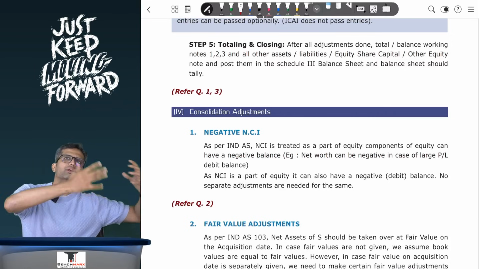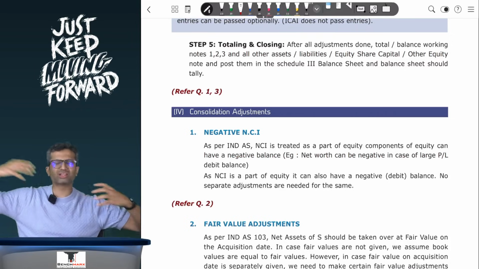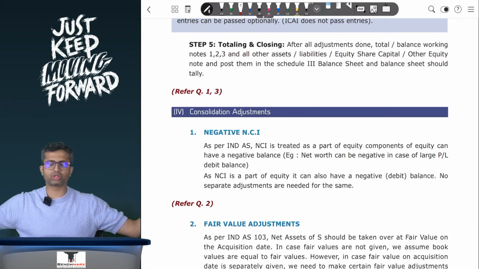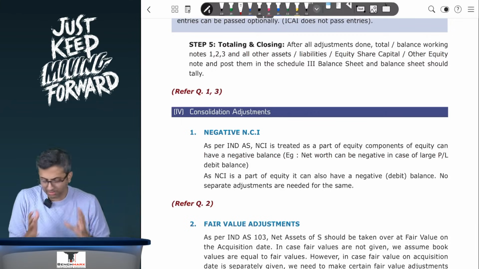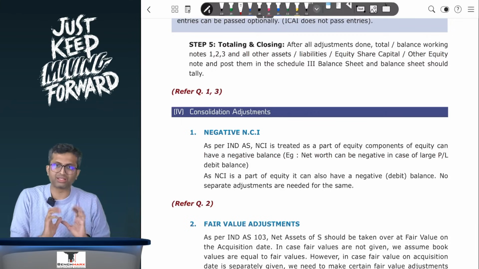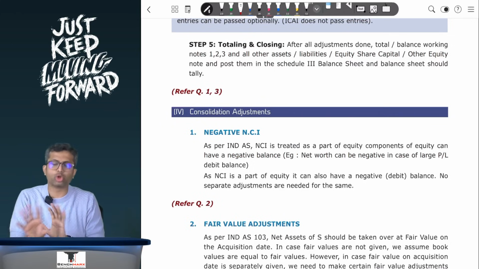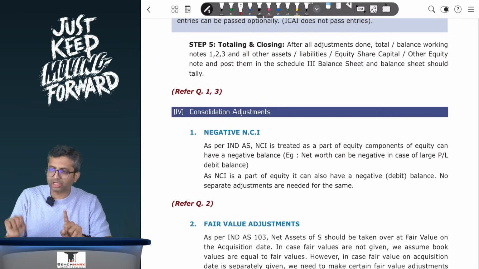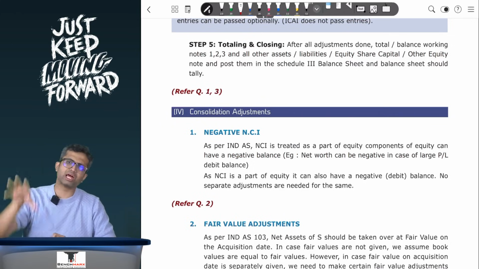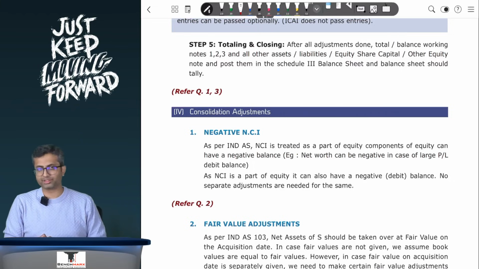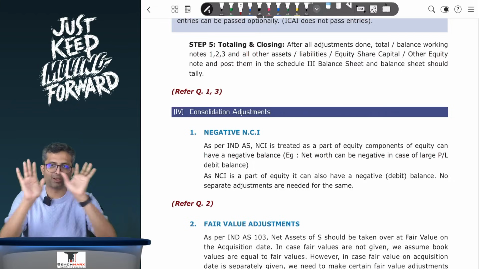So you will split your 30 to 35 minutes approximately into 3 parts. The first part where you read the question and make the structure, second part where you handle all the adjustments, third part where you total up everything and give the effects, and the last part where you are totaling and praying to God that your balance sheet tallies.